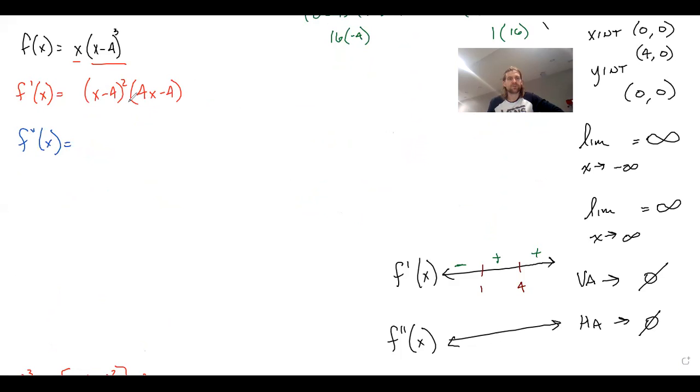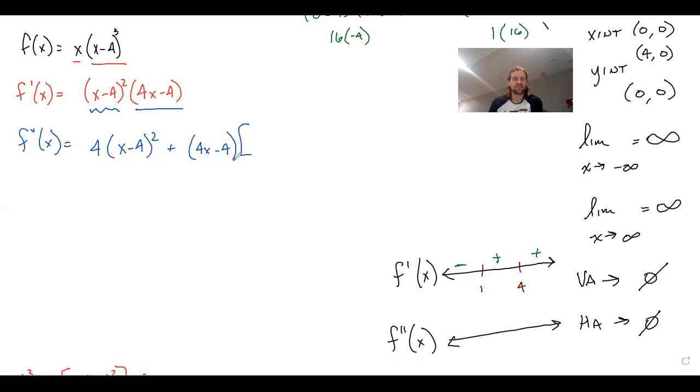All right, we're going to take the derivative of the derivative. Now I'm going to do this part first and then that part, just because I always like to leave the chain rule at the end. So I'll take the derivative of 4x minus 4, which is just 4. We'll leave the x minus 4 squared alone. Now I'll leave the 4x minus 4 alone.